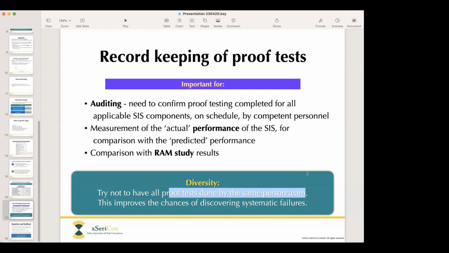You don't have different people. Maybe you need to rotate your teams around different areas, or even do some spot checks from a different team, maybe from a different plant. All of that helps you to increase the chances of discovering those systematic failures.